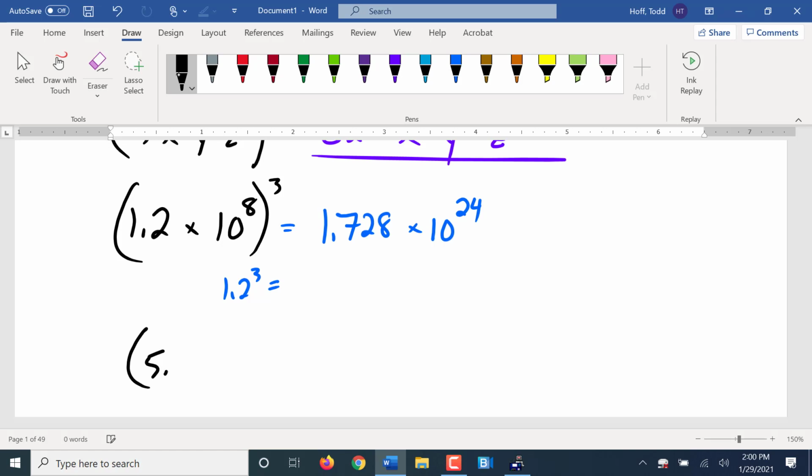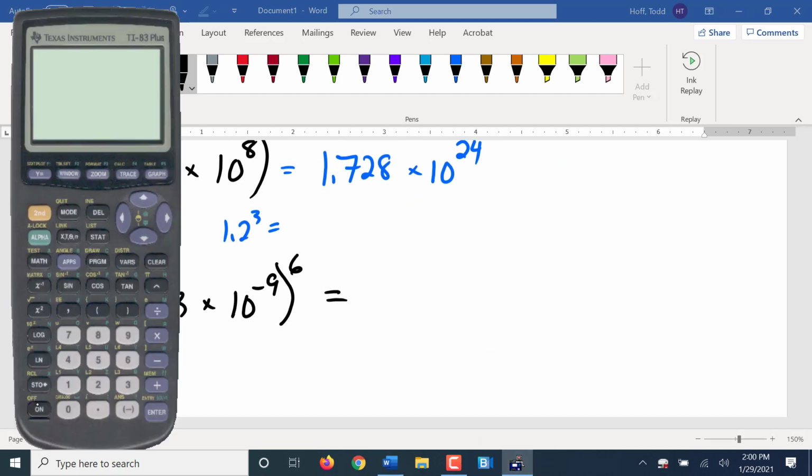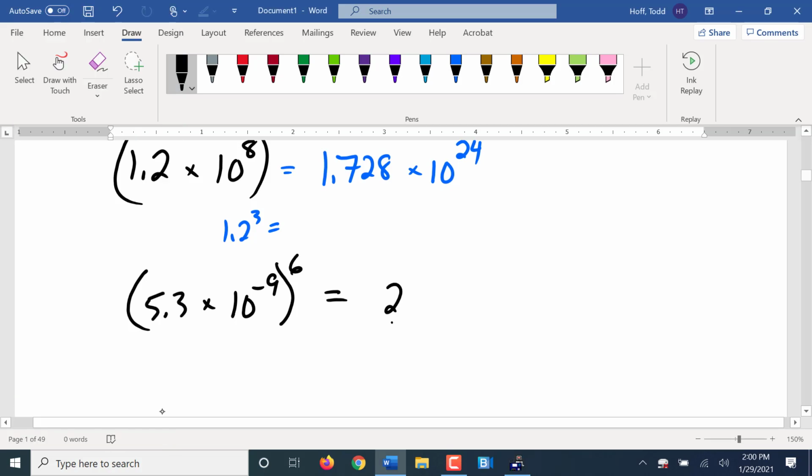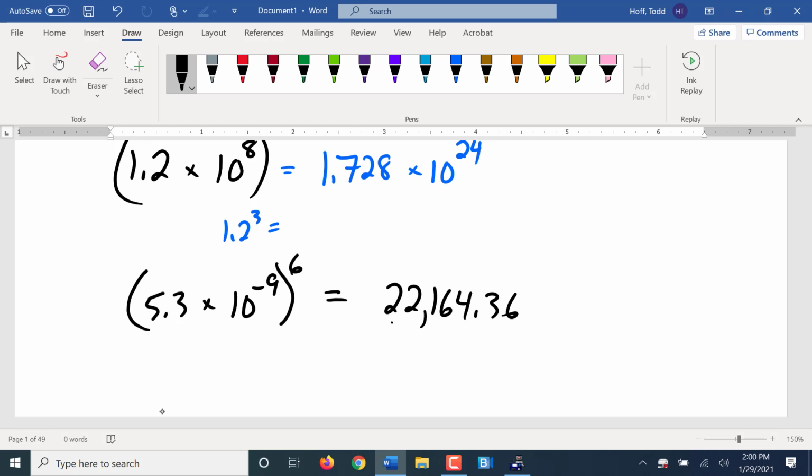So let's say we have 5.3 times 10 to the negative 9th. And let's take this to the 6th power. So 5.3 to the 6th power is 22,164.36, we're going to call it. We'll round it at 2 decimal places since we're going to have to move the decimal point anyway. Times 10 to the negative 54. Very good. Negative 9 times 6 is negative 54.